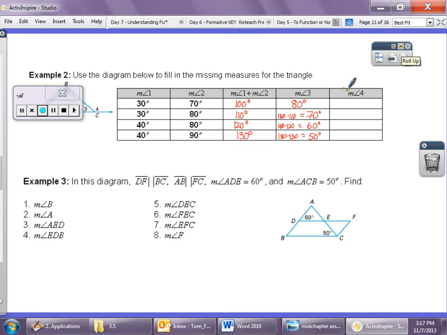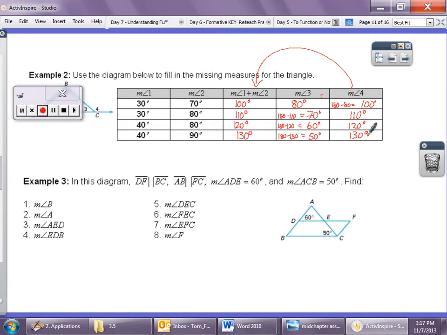And angle 4, well, angle 4 is equal to angle 1 plus angle 2. Or we can subtract 180 minus 80, which is 100, because they are a linear pair. So either way, 110, 120, and 130.